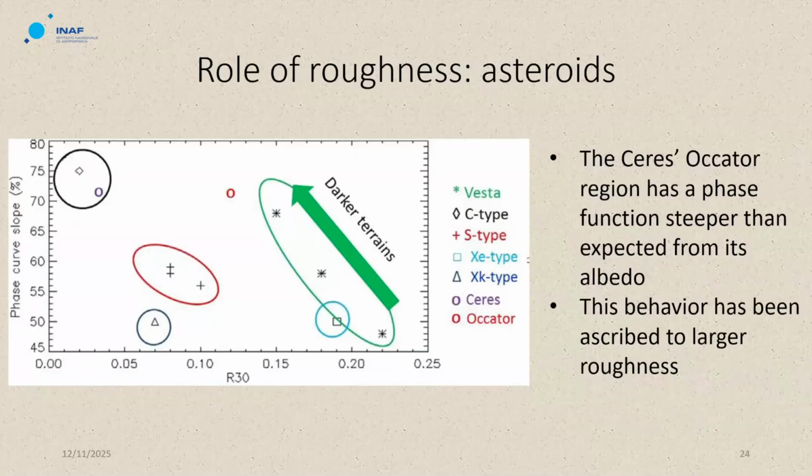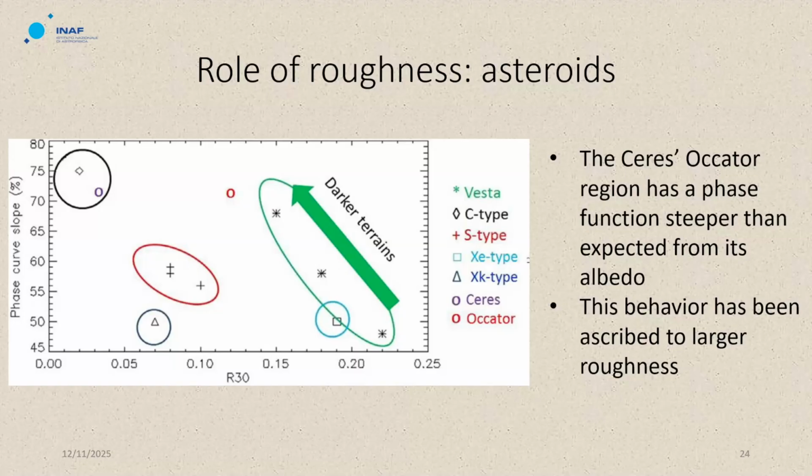But there is not only the influence of taxonomy and composition, but also an influence of physical properties, in particular roughness. This is the case of the Occator region of Ceres. Occator is a peculiar region of Ceres, and it shows a phase curve slope steeper than expected from its albedo. We should expect that Occator is here, but it's there, higher.